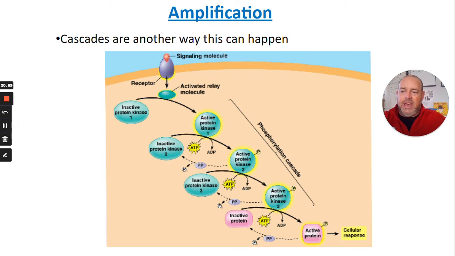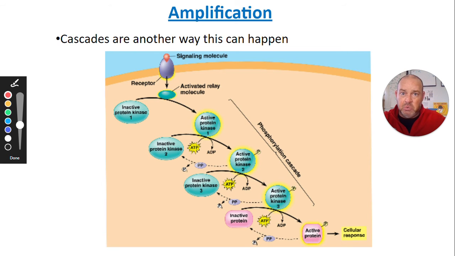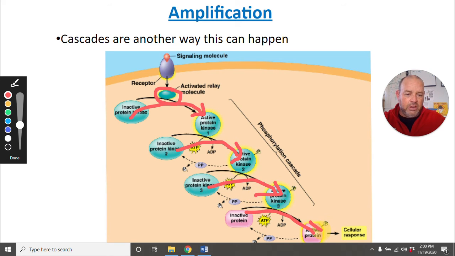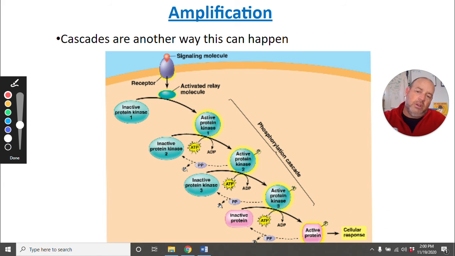Cascades are another way this can happen. I do not want you to memorize all of these steps. But the idea is you have a signal molecule, and if that signal molecule stays there and this stays activated, then here's your first protein right here, and you have the PKA, and it's going to go activate here, and then this one's going to go activate, and you have this cascade of reactions that are going to go on until you get the cellular response down here at the bottom. Again, this would keep happening as long as that signal stayed there.